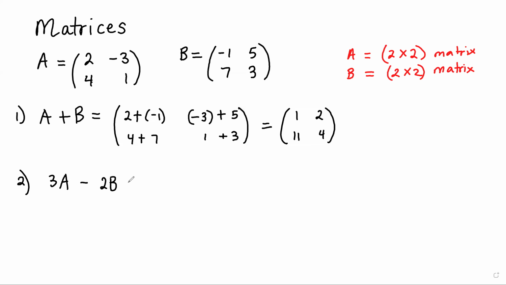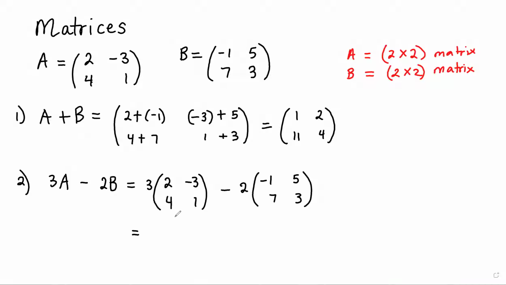2B, for instance. Well, this would mean that I would have to multiply the whole matrix A, which is 2, -3, 4, 1, by 3, and then I take away 2 times the entire matrix B, which is -1, 5, 7, and 3. Now, when you are multiplying a matrix by a quantity, you simply multiply every element in the matrix by that quantity.